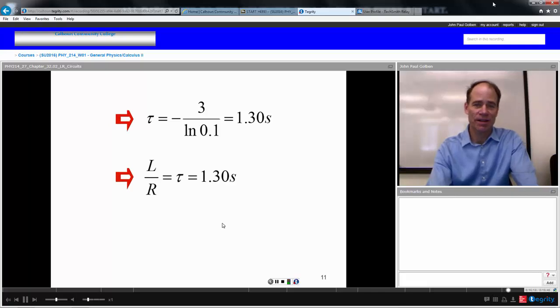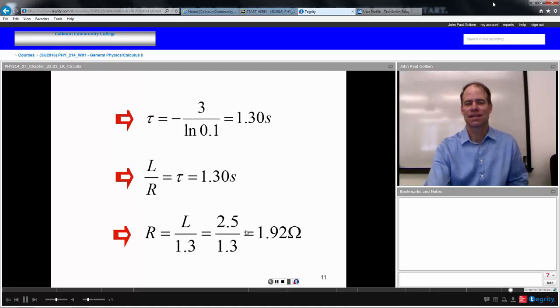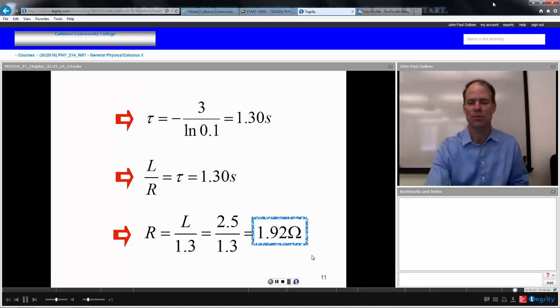But tau, by definition, is the inductance over the resistance. So the resistance will equal the inductance divided by tau. And that's going to be 2.5 henries divided by 1.3 seconds, 1.92 ohms.